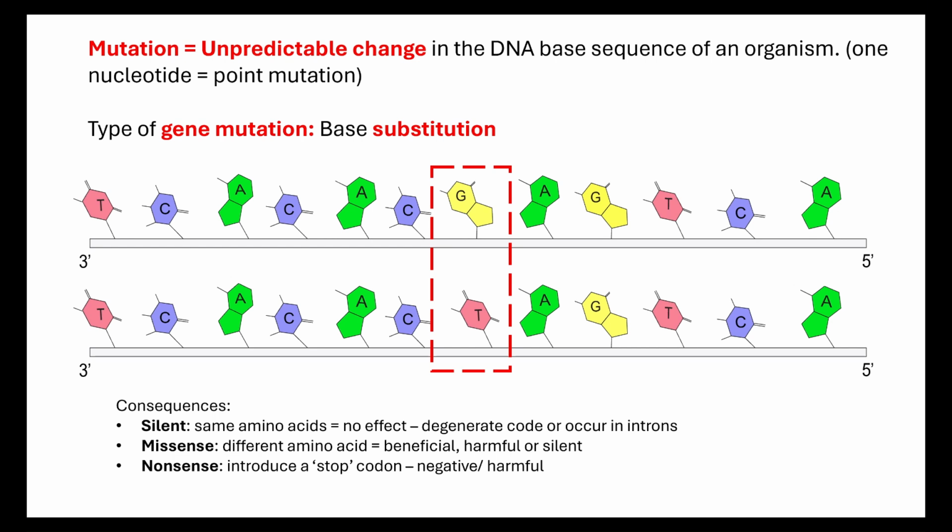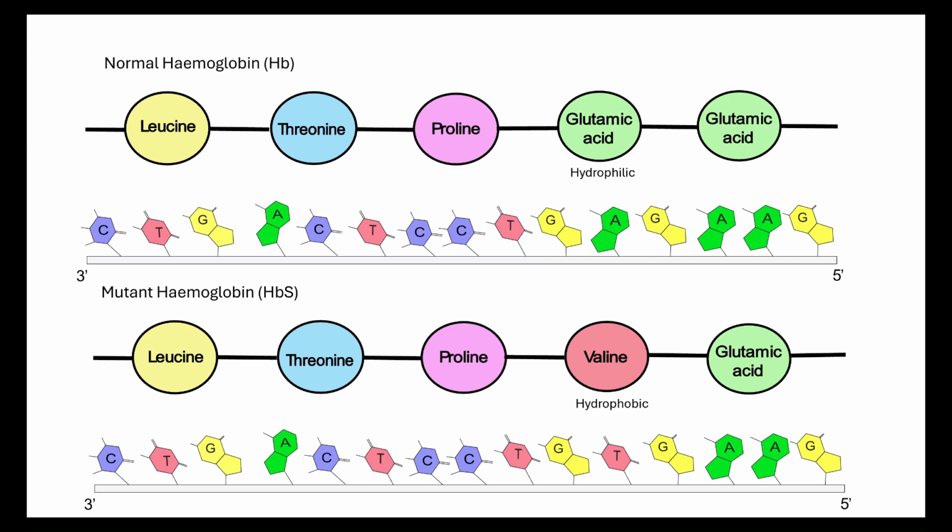And the last one of a consequence is a nonsense. So a nonsense is basically this introduction of a stop codon. If we're introducing a stop codon, that could have a negative or harmful effect on the protein's function. So let's just give an example of this one then. So if we look at hemoglobin, normal hemoglobin and the sickle cell hemoglobin, which is known as a mutant hemoglobin.